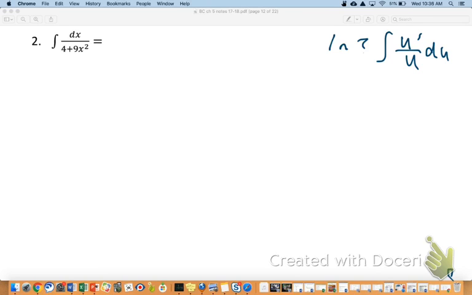So I just do a quick mental check, and I say, is the derivative of 4 plus 9x squared the same as the numerator? No. Nope. And it's not even close, right? We're off by a factor of x. So the fact that we're off by a factor of x means that it's not natural log. And then the next thing I think of is, is it flip up? Do I need to take that denominator and flip it up? And this is what you asked about.